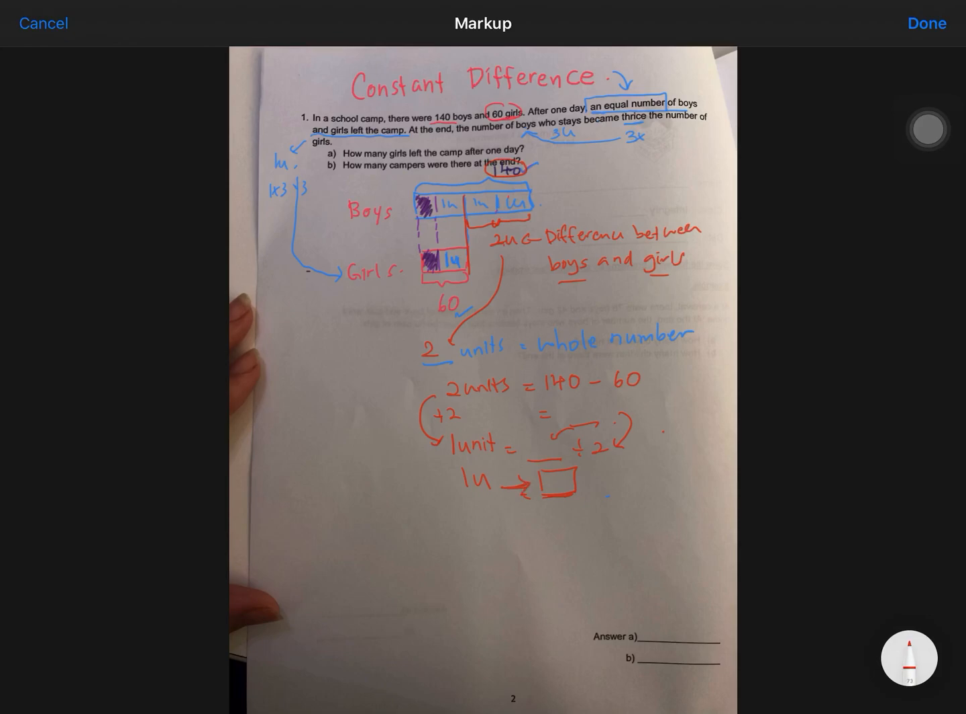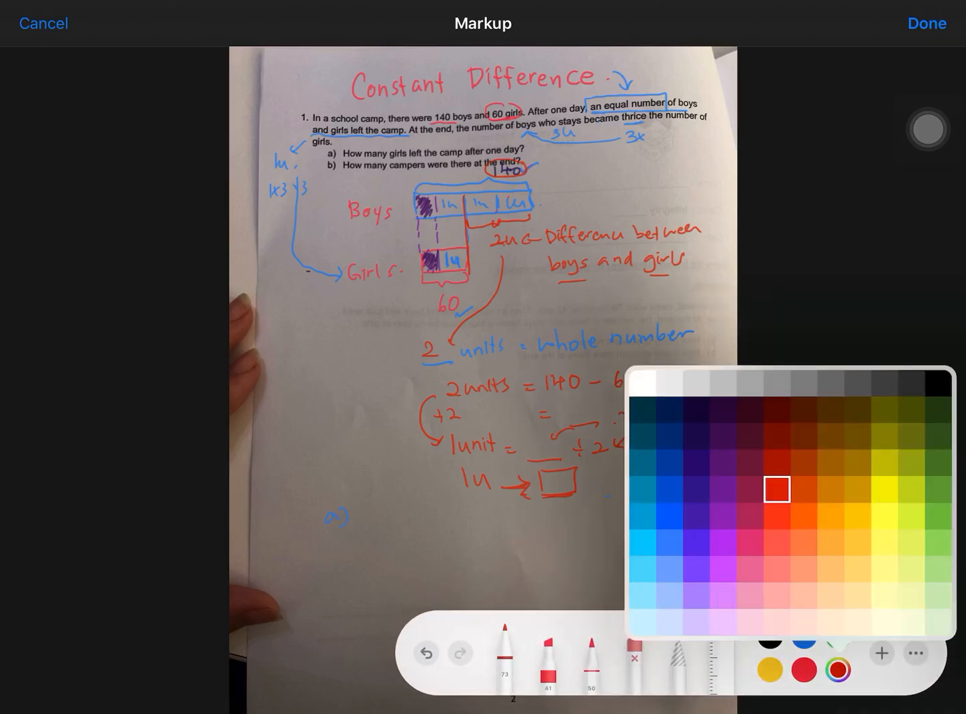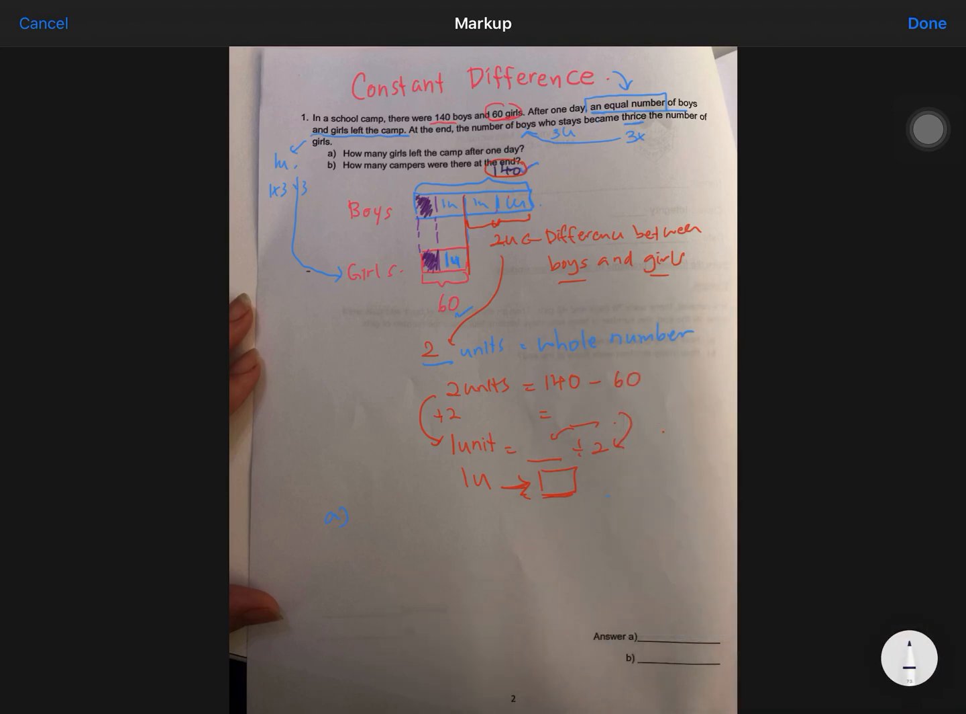Now let's go into part A. How many girls left the camp after 1 day? You can see the total is 60, and you want to find what left, so you want to find this purple unit, the purple color. So what you can do is 60 minus 1 unit, which is the answer here. You'll get the answer. This is A.